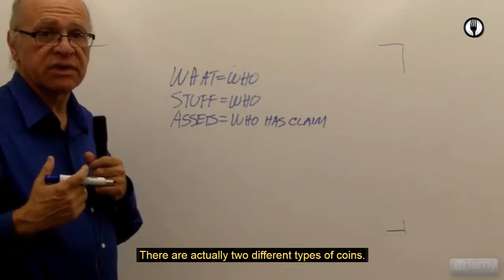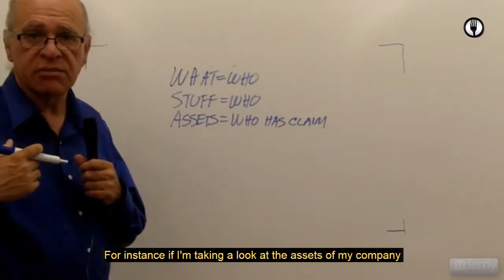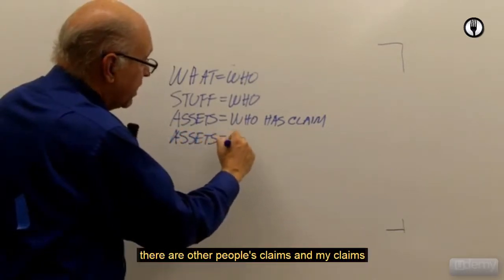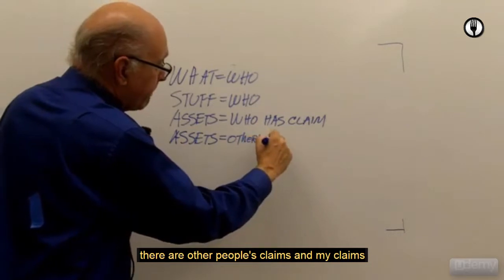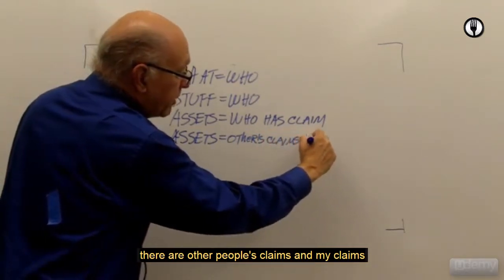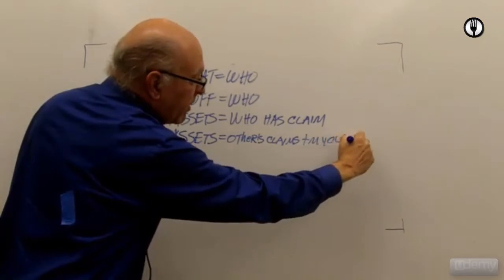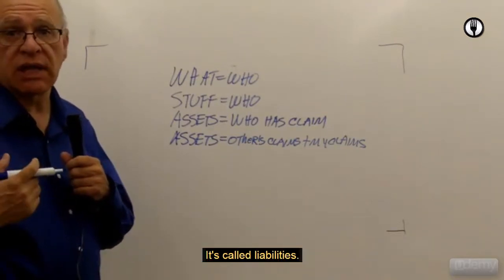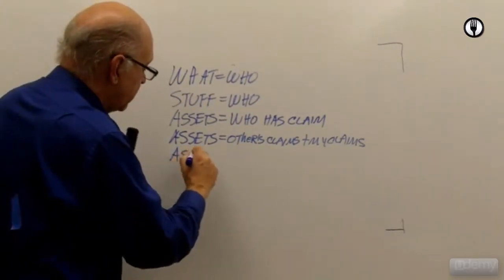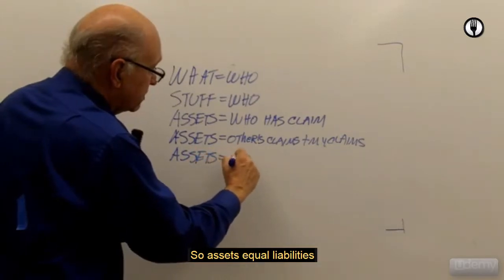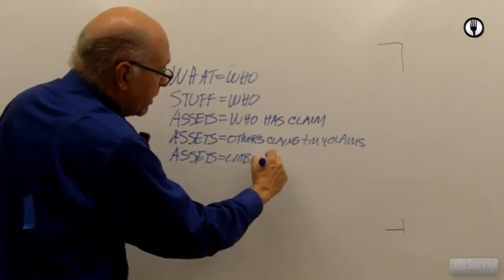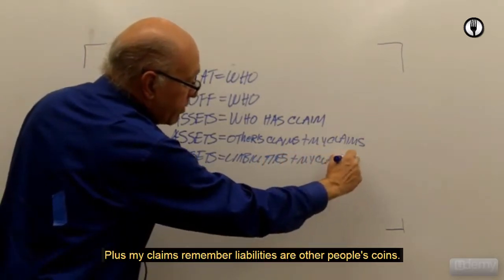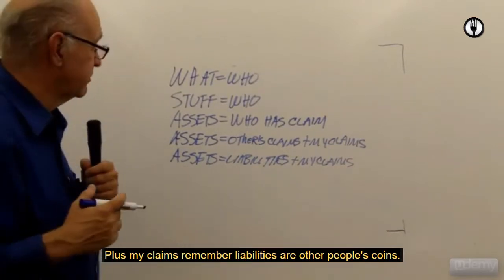There are actually two different types of claims. For instance, if I'm taking a look at the assets of my company, there are other people's claims and my claims. Other people's claims also has a fancy word. It's called liabilities. So assets equal liabilities plus my claims. Remember, liabilities are other people's claims.